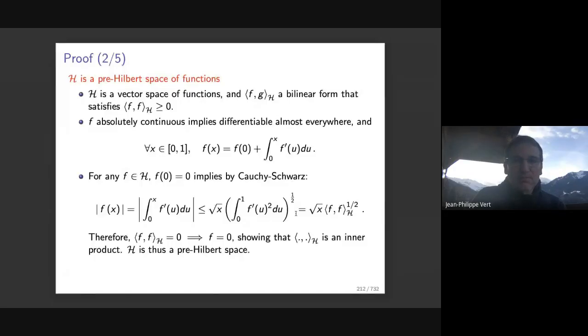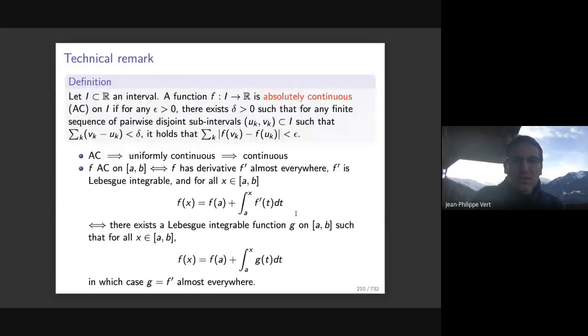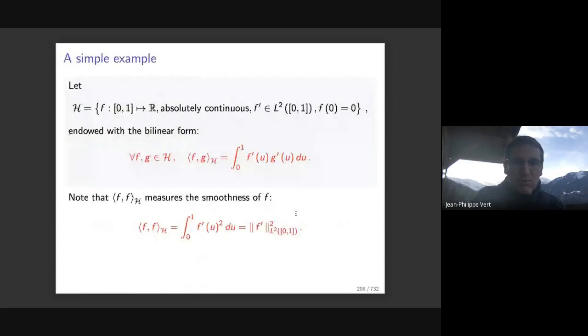The fact that the bracket is bilinear is also trivial. And the fact that the bracket is a non-negative bilinear form is obvious, because if you come back to the bracket definition, it is the inner product between f prime and g prime. So if you apply it to f bracket itself, it's a non-negative number. It's the squared L2 norm of the derivative.